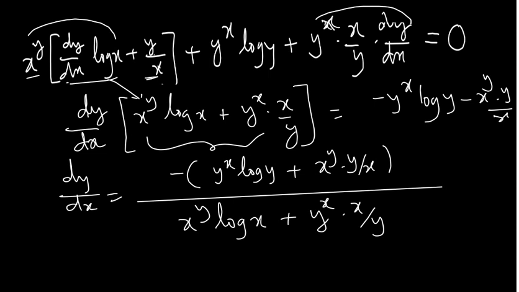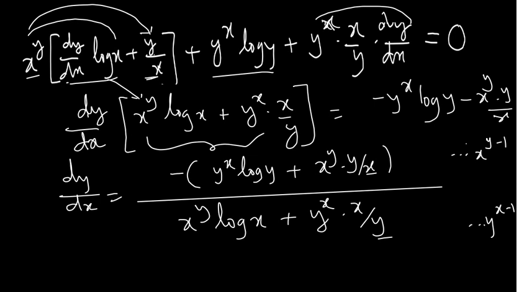Whatever the remaining things are should go to the other side. So this one has gone to the other side, minus y to the power of x log y. Then this one also will go to the other side, minus x to the power of y into y by x, because the minus sign comes as it was plus. So dy by dx equals this entire thing, minus y to the power of x log y plus x to the power of y by x, divided by this entire thing. There is one small algebraic simplification they will do in the textbook, because this is divided by x and this is divided by y. They'll write the final thing as x to the power of y minus 1, and for this y to the power of x minus 1, divided by. But it's okay even if you don't write that. Understood, right?